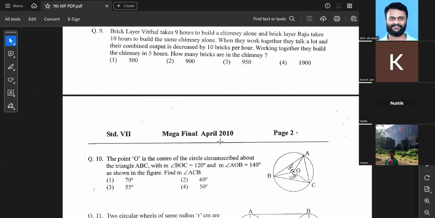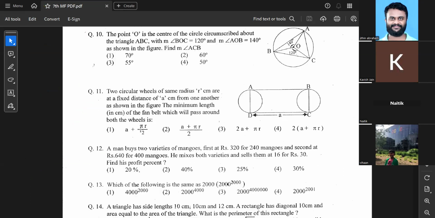That is, the next problem looks actually very easy. This is the center, O. A circle is circumscribed about a triangle ABC where angle BOC is 120 and angle AOB is 140. Then angle ACB is how much?